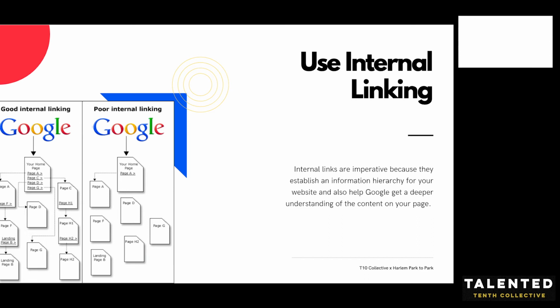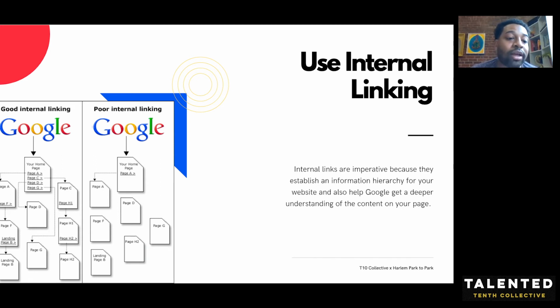Okay, so next is to use internal linking. Sometimes it can be overlooked, but it is actually a really effective way of creating better SEO practices, but also just better website performance, is having links within your site. Internal links are very imperative because they establish the information hierarchy on your website and can also help Google get a deeper understanding of your content. The more effectively you use linking, it can not only better position you for algorithmic performance in your SEO, but it's also giving Google more information to understand the hierarchy so that they're able to promote your content better, right?